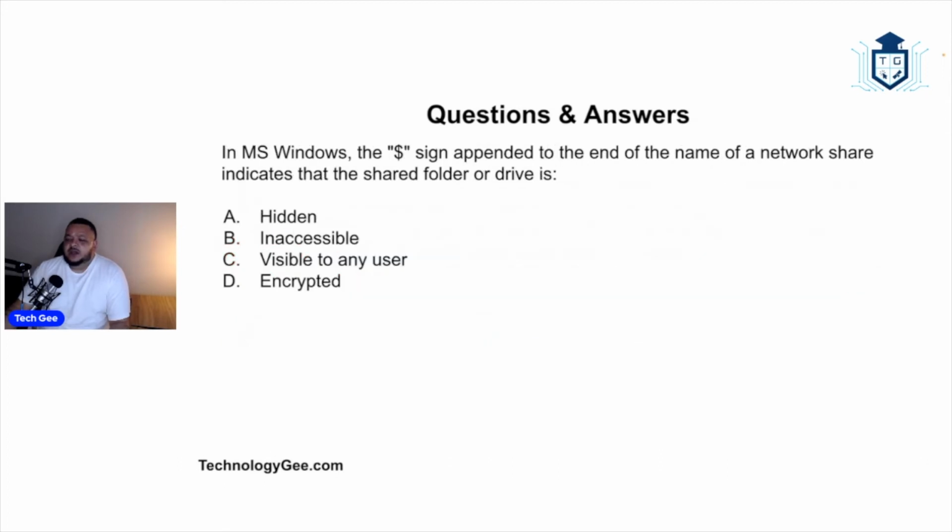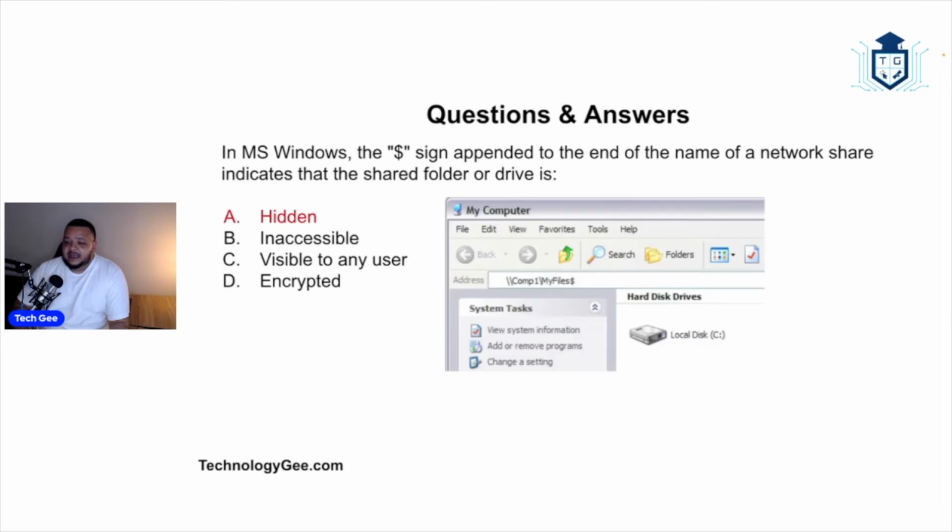In Microsoft Windows, the $ symbol appended to the end of the name of a network share indicates that the shared folder or drive is what? Is it hidden, inaccessible, visible to any user, or encrypted? So if you see a network share that looks like a file name and it has a $ at the end of it, that means this network share is hidden.